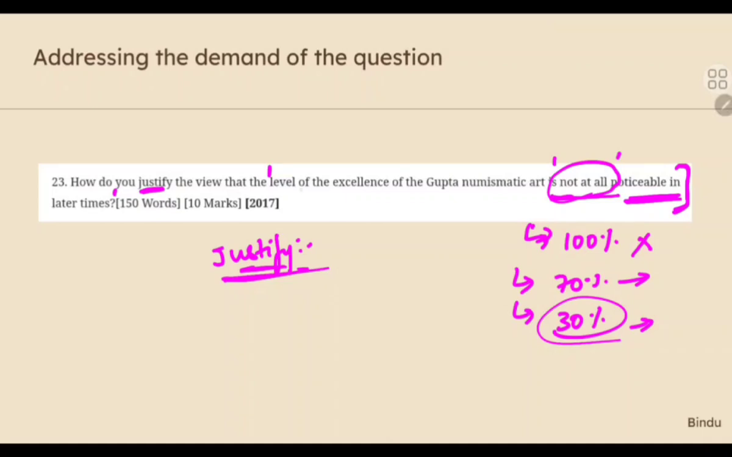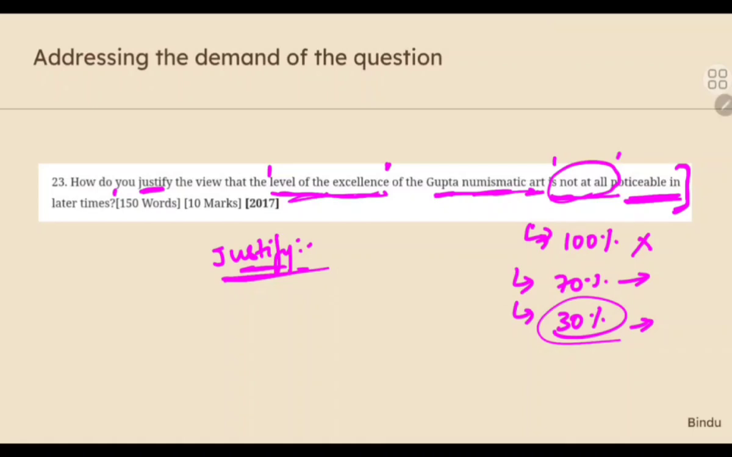Next, see here: level of excellence. What do you mean by level of excellence here? Numismatic means coins, the study of coins. Level of excellence, Gupta numismatic art: the Gupta age is called the golden age because they actually minted gold coins. And the gold coins also consisted of so many images, scripts and all inside them.